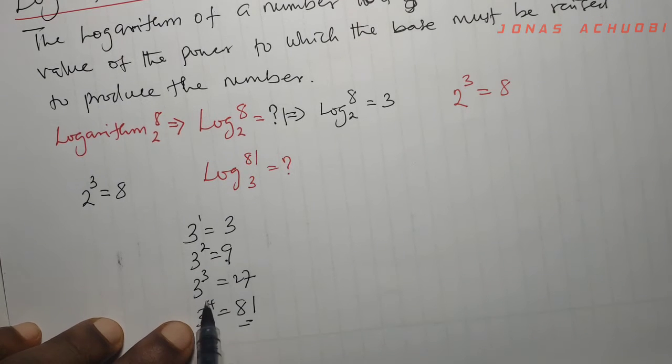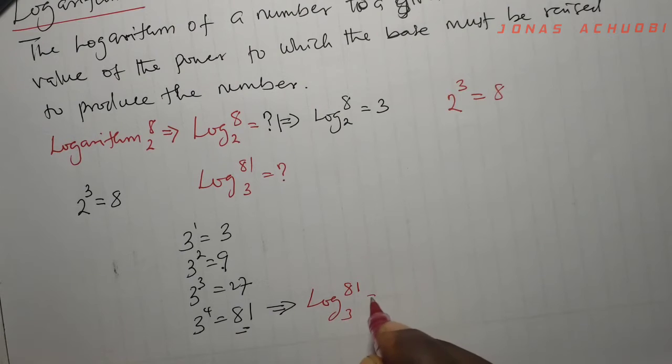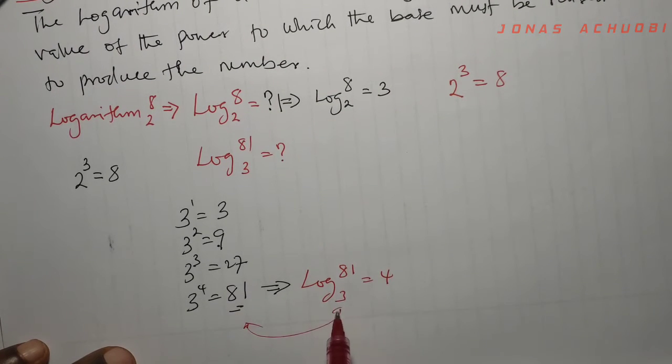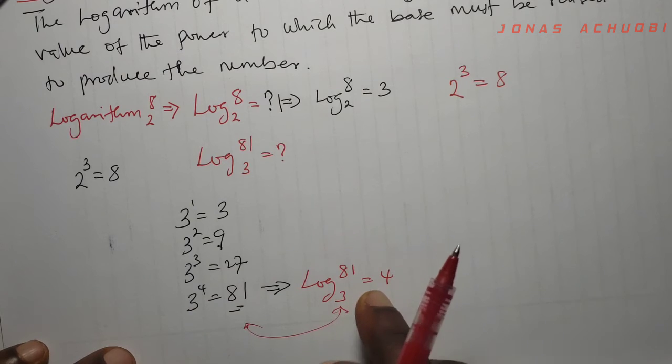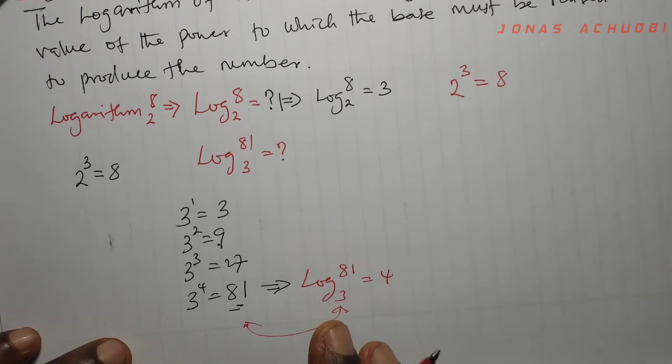So since 3 raised to the power 4 is 81, it follows from here that the logarithm of 81 in the same base 3 is equal to 4. So these two numbers are the same, they're equivalent. But here, the number is in log form, while over here, the number is in index form.